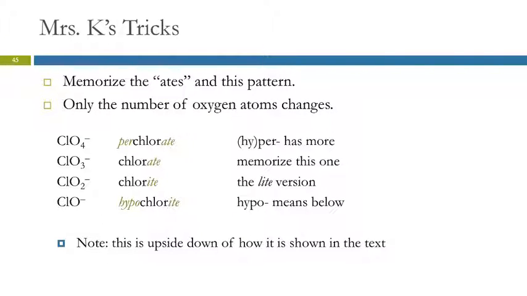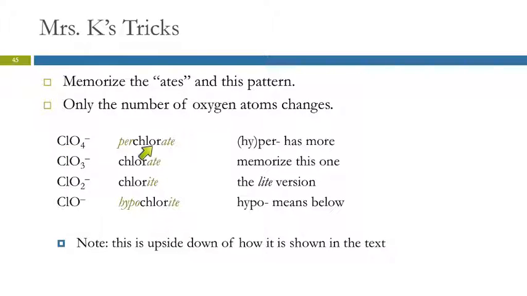So what I want you to do is memorize the 8s. You should have already done that. It's on the list. You memorize the 8s and then the pattern. Now, I've done this upside down from what's in the text because this makes a lot more sense to me. And since I made the slide, I get to do it upside down if I want to. So, chlorate, ClO3 minus, you just memorize that. Flat out, there's just no way around it, memorize that.